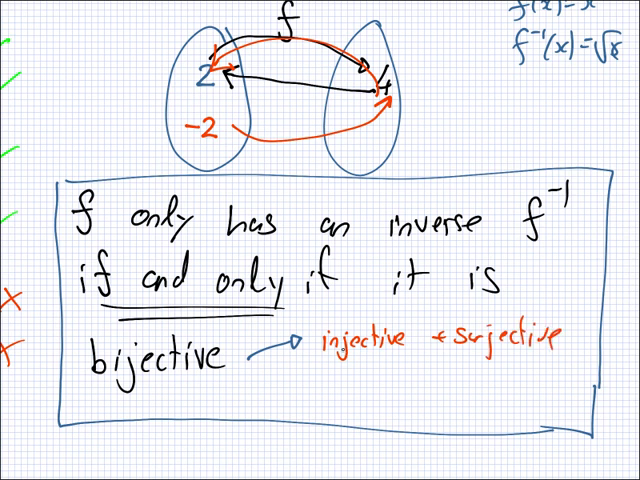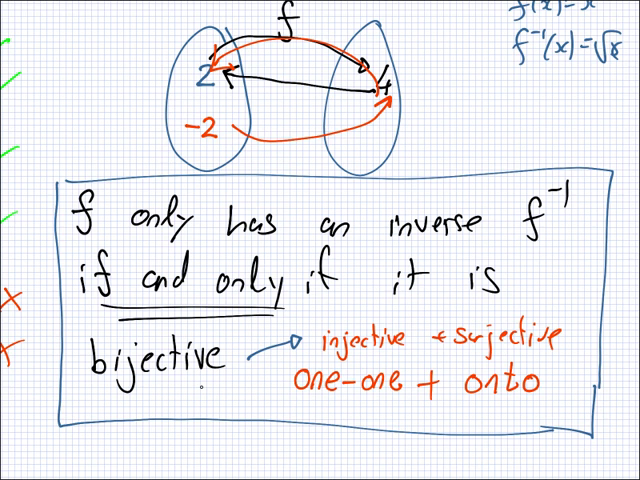And what did injective mean? Injective, remember, meant 1 to 1. And what did surjective mean? Onto. So f only has an inverse if it's bijective. If it's not bijective, you can't find its inverse.